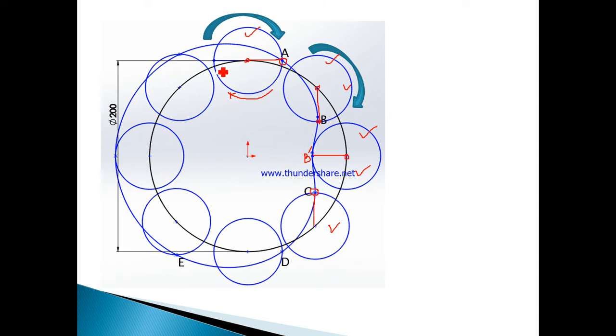Now if you try to make the trace of that particular point, you will get a locus like this. Basically this locus is called the orbit diagram.